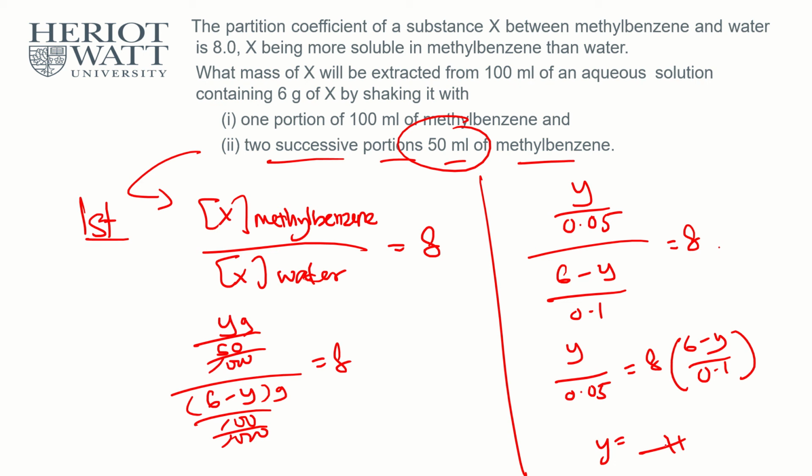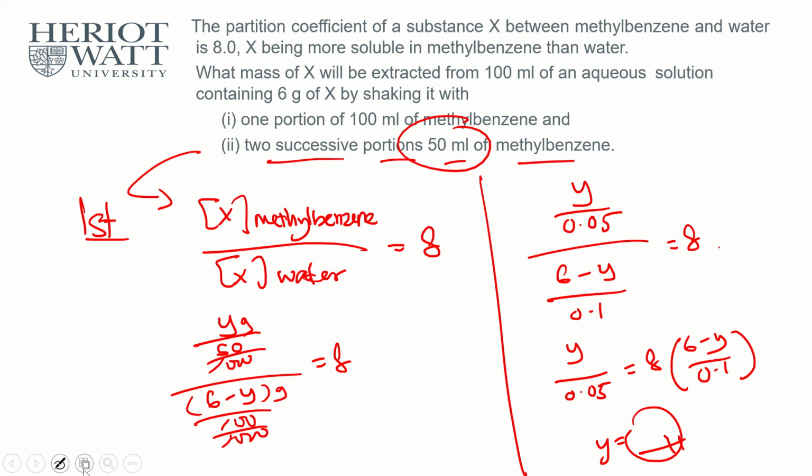So you will get the first mass. This is the first portions. I'm using 50 ml of methylbenzene, and then I get a mass here, right? This is the first portion, y. Done first portions. Then we discard the 50 ml. Now I add in another 50 ml into the same water solutions, and then we shake again. All right, we shake again.